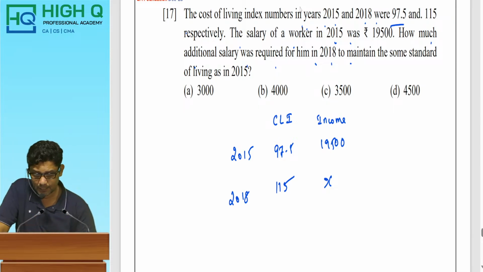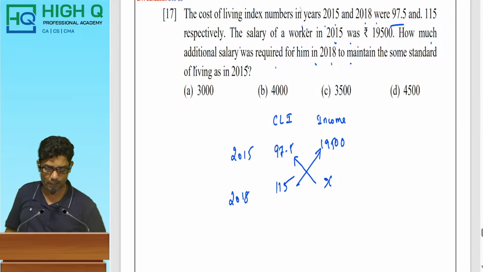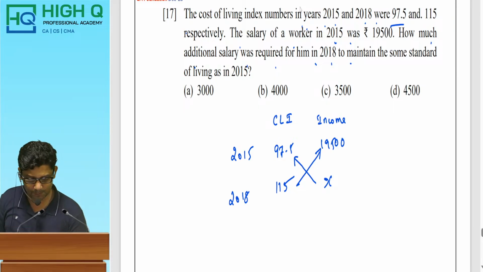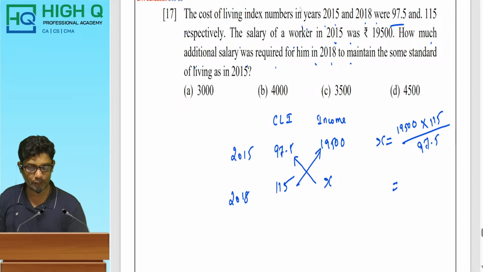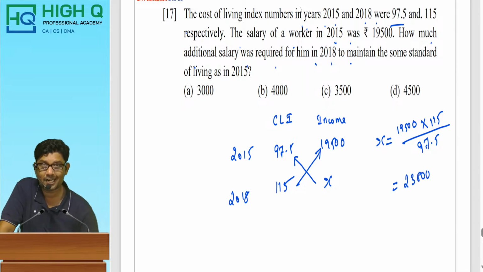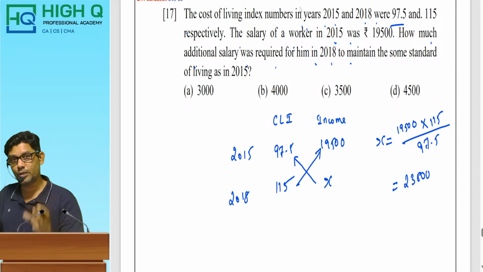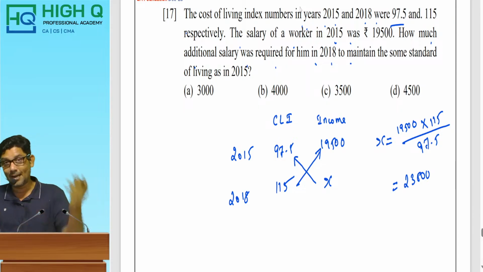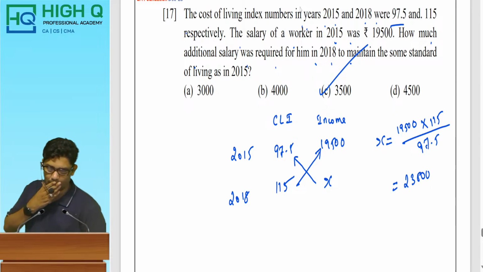Take it as x, cross multiplication. When you do cross multiplication, you will be getting x equal to 19,500 into 115 divided by 97.5. Can you please tell me how much you are getting? 23,000 is not an option, sir. My dear, we are talking about the additional amount. Originally he is getting 19,500, plus how much should be added? 3,500 should be added. Is that right?